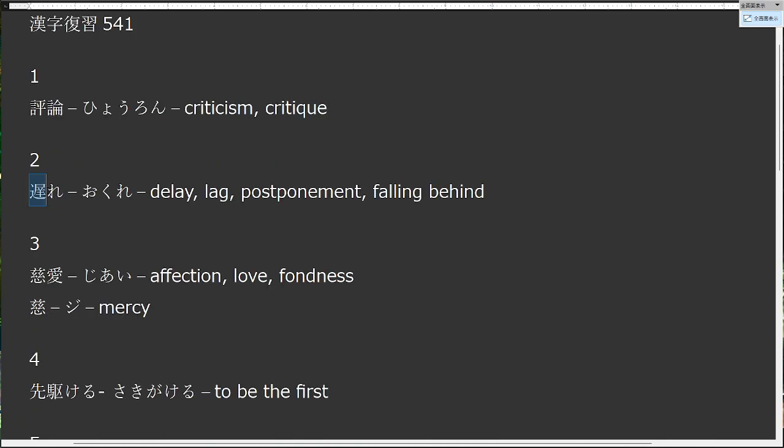Number 2 is okure. Okureru is to be late, and an okure is our noun for a delay or a lag. And okure is a delay, lag, or postponement with our kanji for lateness or falling behind. Okure is a lag or a delay.